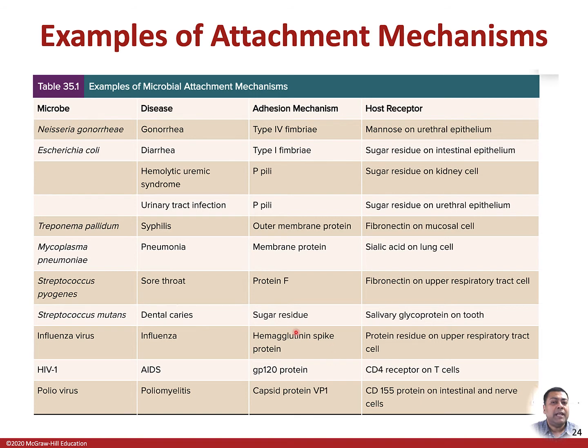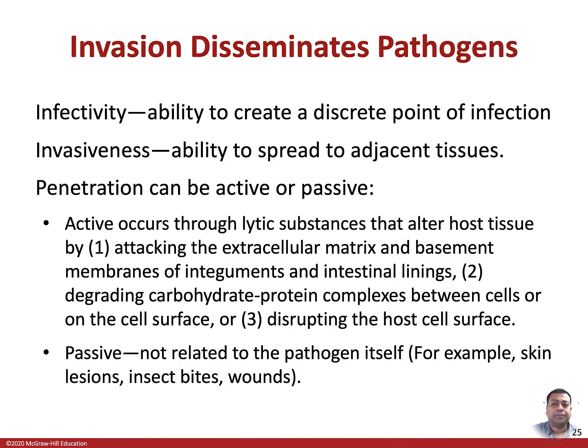So each of the adhesion mechanisms has a cognate receptor. So you can easily see that these are the different adhesion mechanisms and they can vary between the different bacteria and the different viruses.